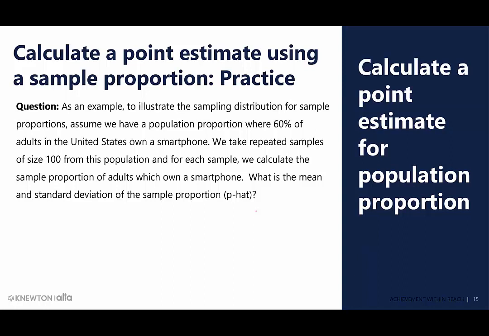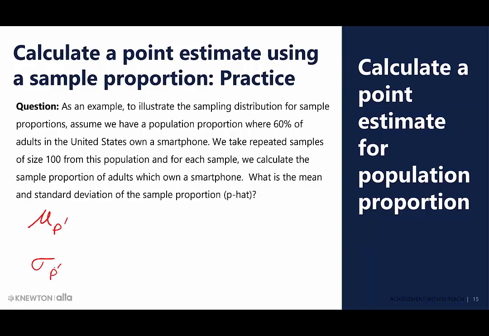Once again, this is kind of another central limit theorem question. So as an example, to illustrate the sampling distribution for sample proportions, assume we have a population proportion where 60% of adults in the United States own a phone. We take repeated samples of size 100 from this population, and for each sample, we calculate the sample proportion of adults who own a smartphone. What is the mean and the standard deviation of the sample proportion? Okay, so they're asking for mu p prime, and they're asking for sigma p prime.